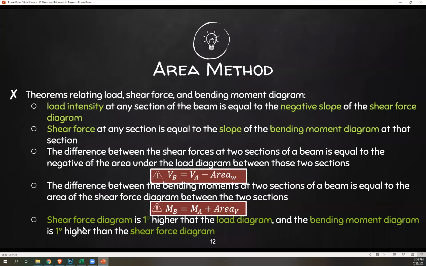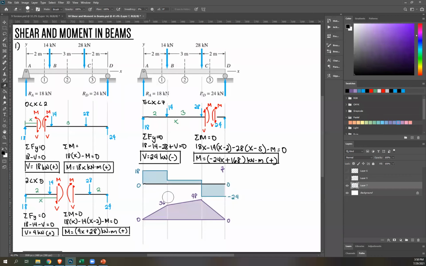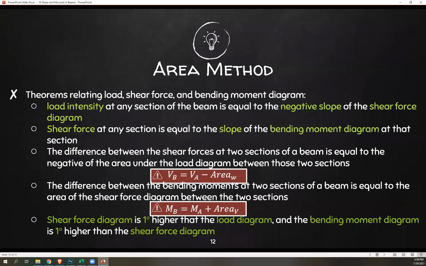Then, the shear force diagram is 1 degree higher than the load diagram, and the bending moment diagram is 1 degree higher than the shear force diagram. Once again, let's check. There's no force in between our segments, so the next degree to that is a straight line. And then 1 degree higher would be a slanted line. So yeah, that's it. So remember, shear force is equal to the force of the first point minus the area of your load. Moment is equal to the moment of the previous point plus the area of your shear diagram.